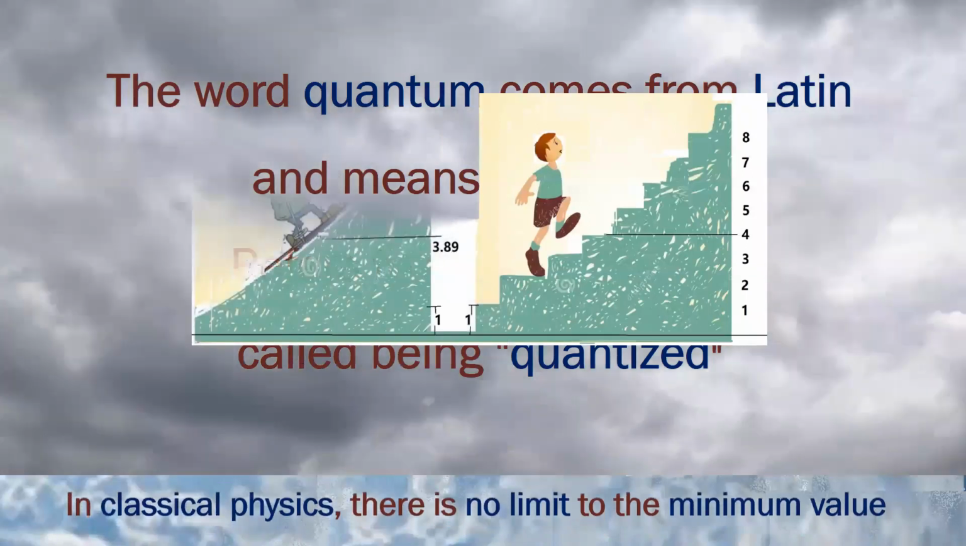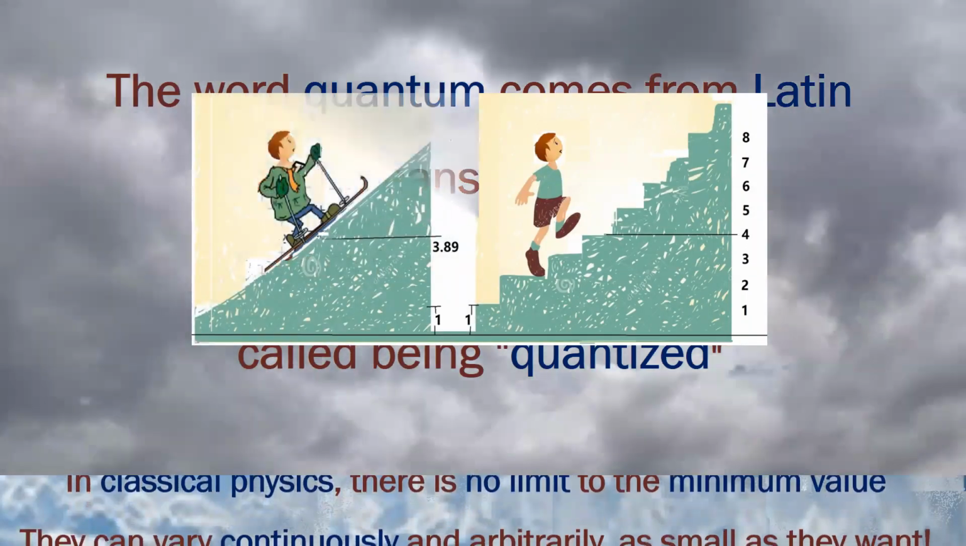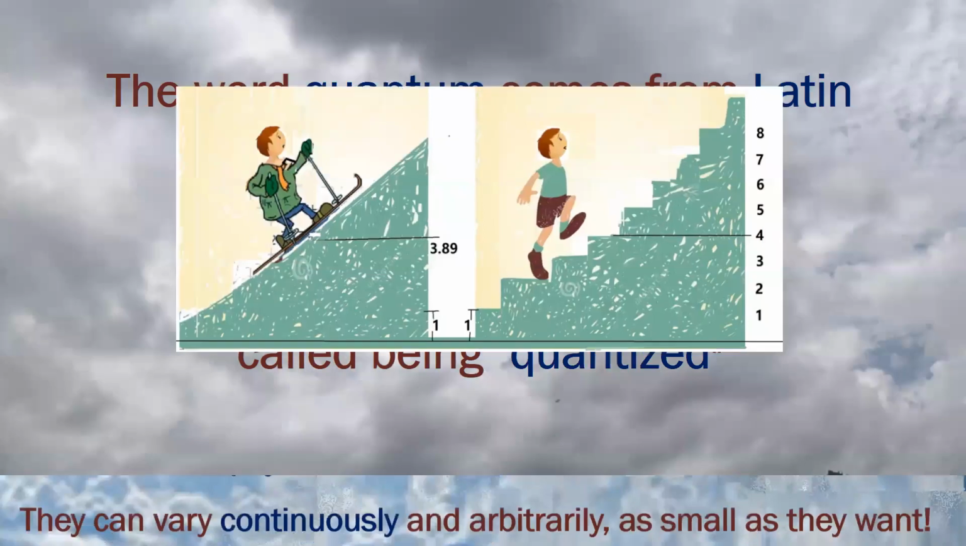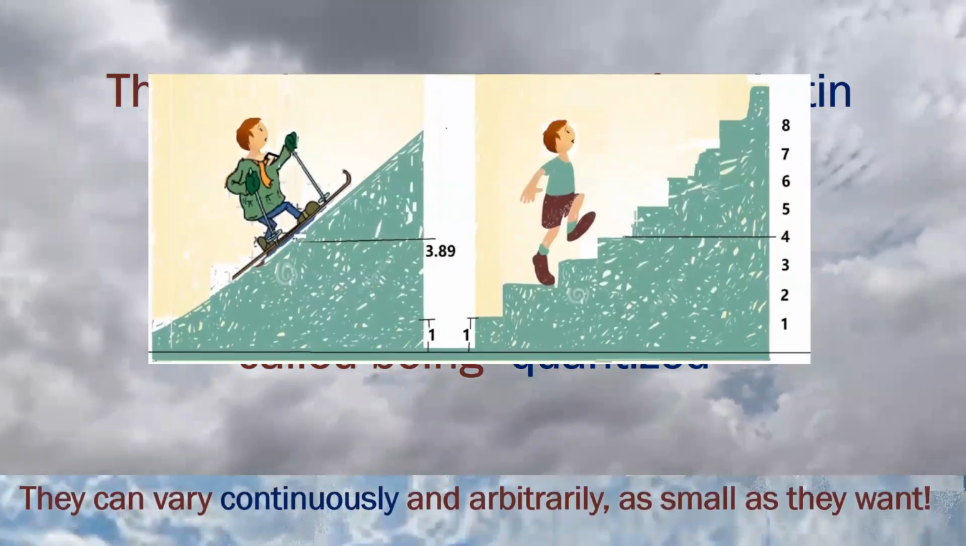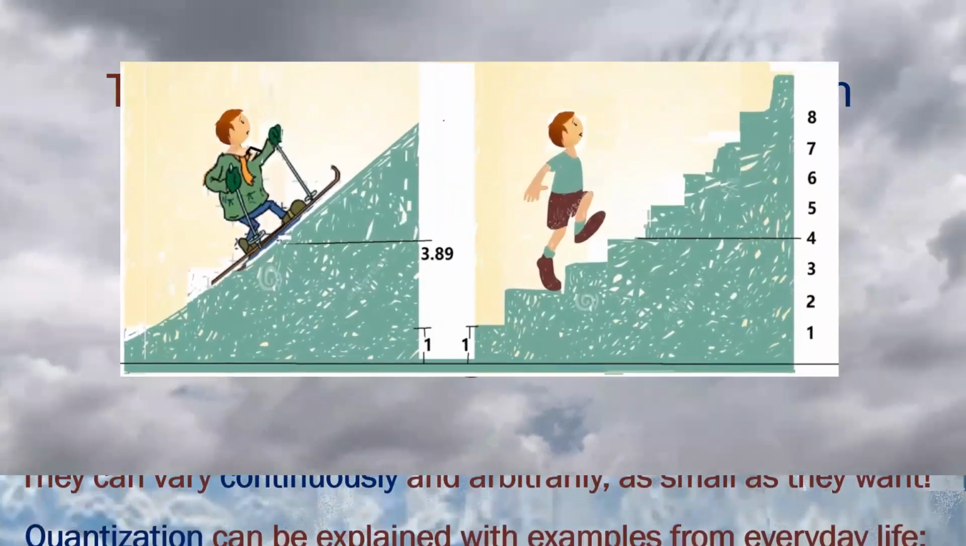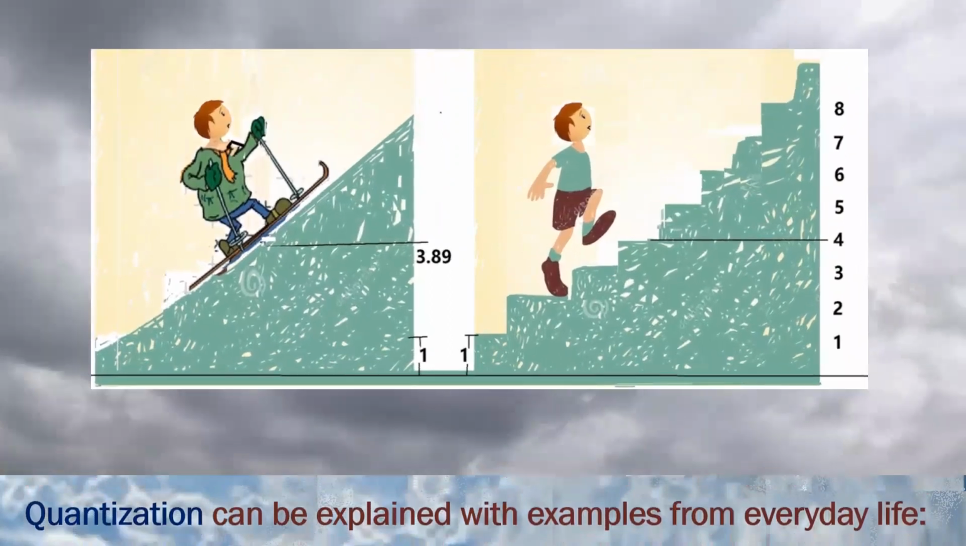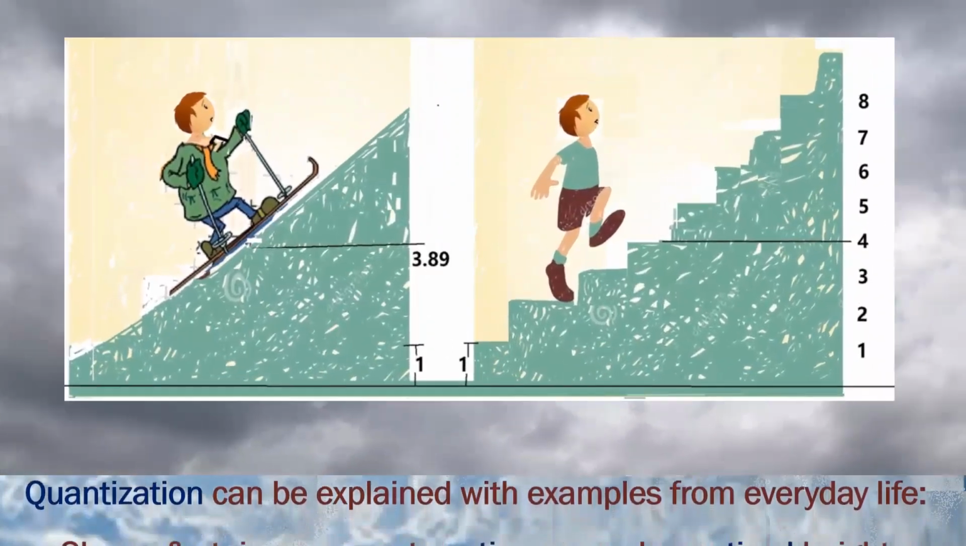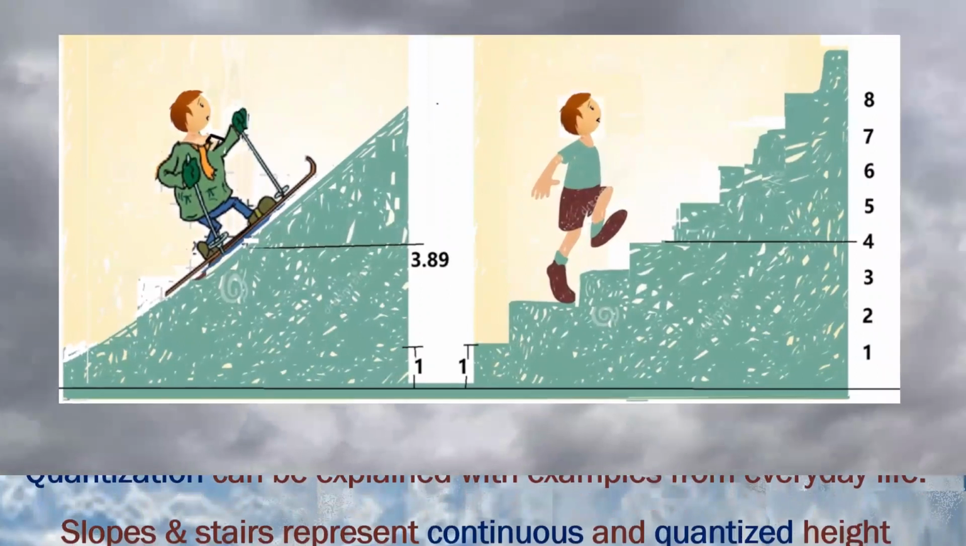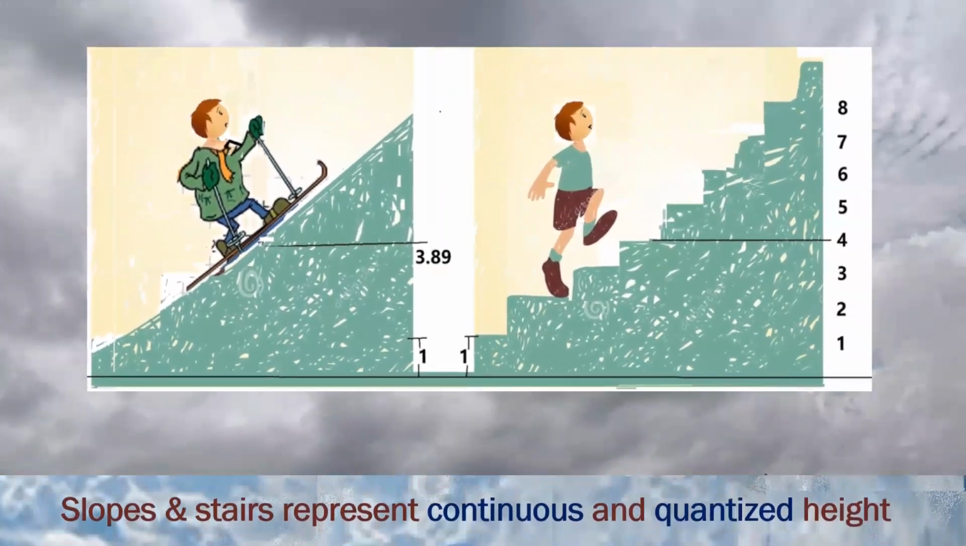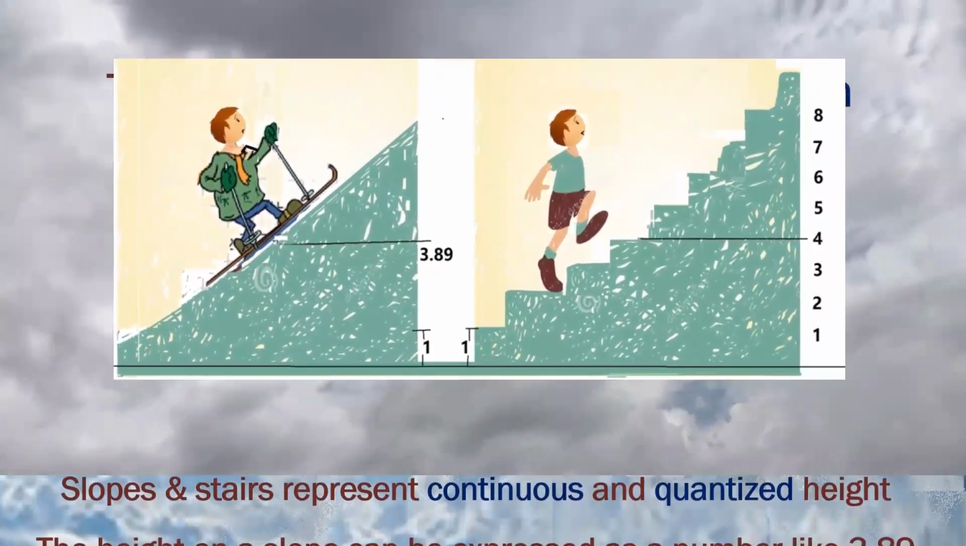In classical physics, there is no limit to the minimum value of changes in physical quantities. They can vary continuously and arbitrarily, as small as they want. Quantization can be explained with examples from everyday life. Slopes and stairs represent continuous and quantized height changes.